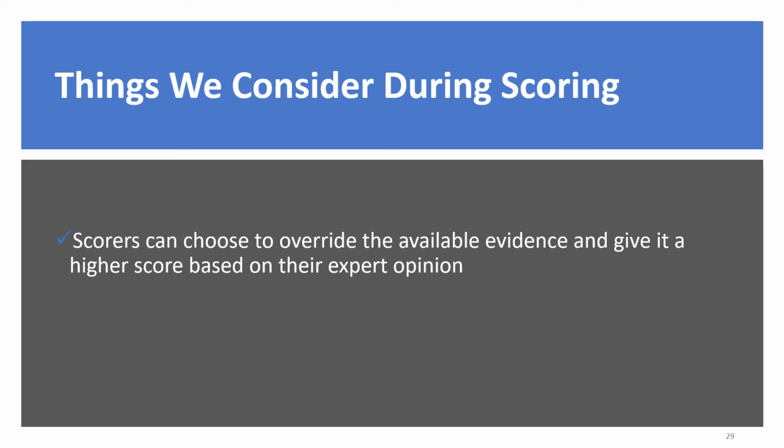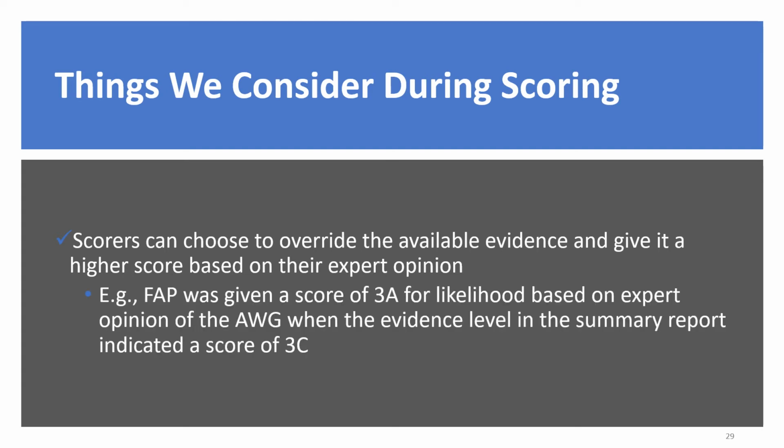Also, there are times that scorers can choose to override the available evidence and give it a higher score based on their own expert opinion. An example is this: when we went to score familial adenomatous polyposis, we gave it a score of 3A for penetrance because, though the available evidence met criteria for a 3C, it was tier 3 evidence that was available. It was felt by the experts that there was really sufficient information in the literature for it to qualify for a 3A, that it was very well known that FAP has very high penetrance. And so they overrode the available evidence level to give it a score of a 3A.